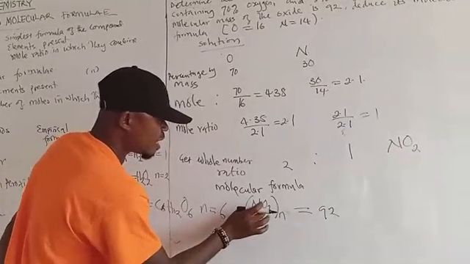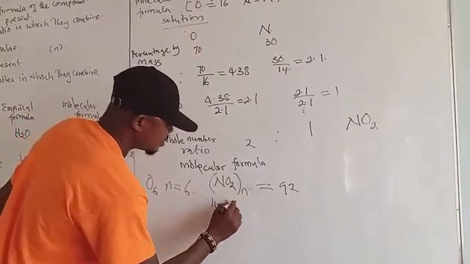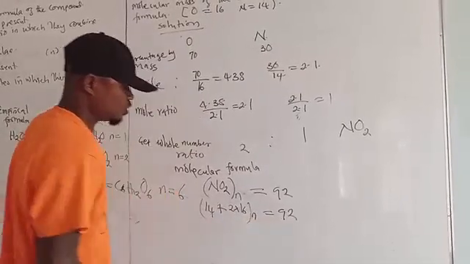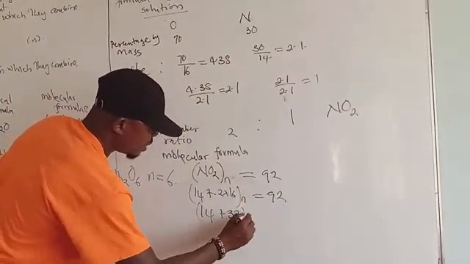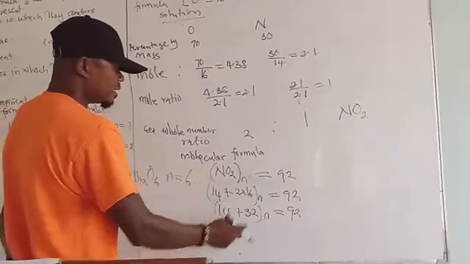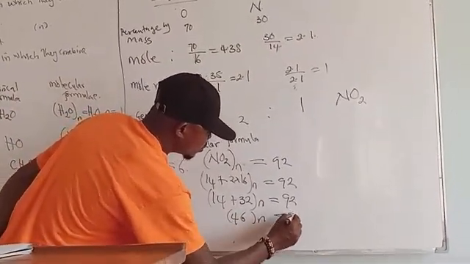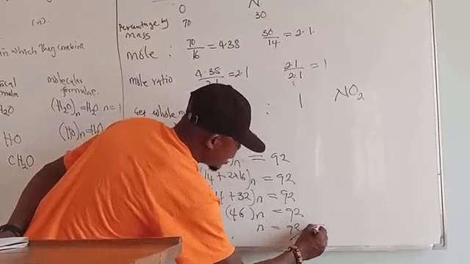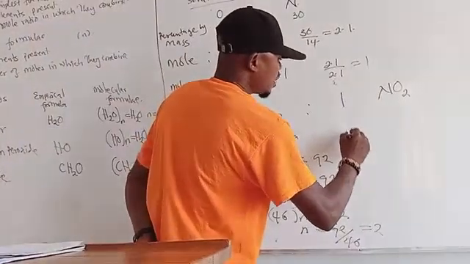So we're going to say we get the molar mass of the empirical formula, which is going to be 14 plus 2 times 16, all multiplied by n, is equal to 92. This will be 14 plus 32, n equals 92. Now add 14 and 32 together. You have 46n equals 92. So that n will be equal to 92 divided by 46, which is equal to 2.